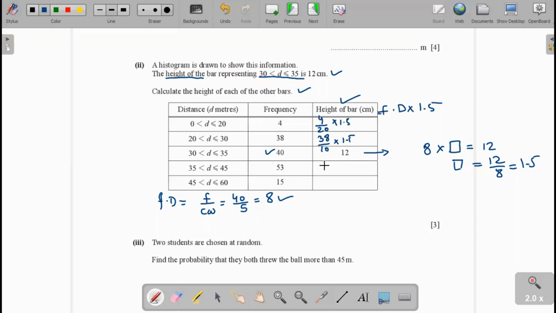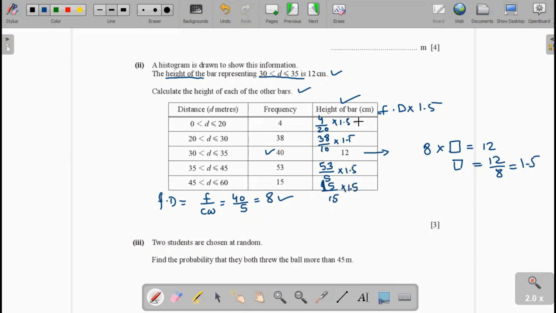And fourth is 53 divided by 5 multiplied by 1.5. And last is 15 divided by 15 multiplied by 1.5.